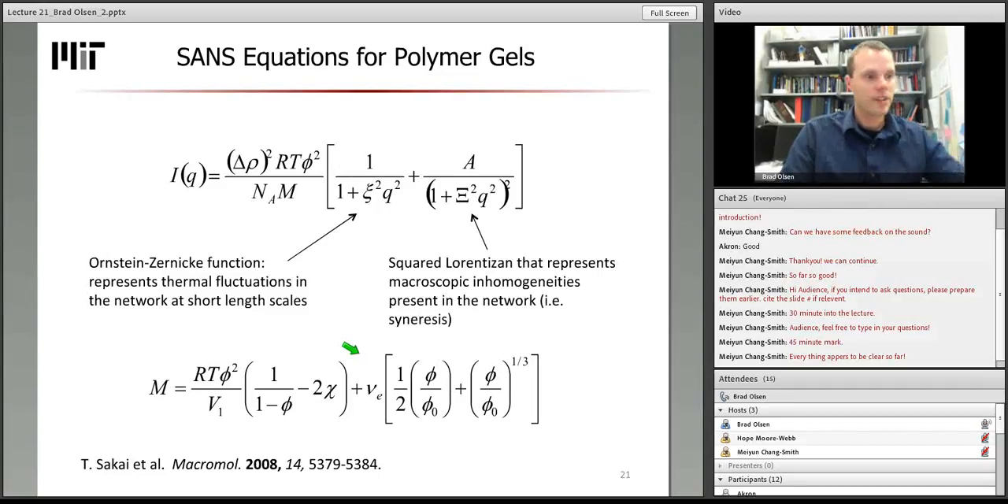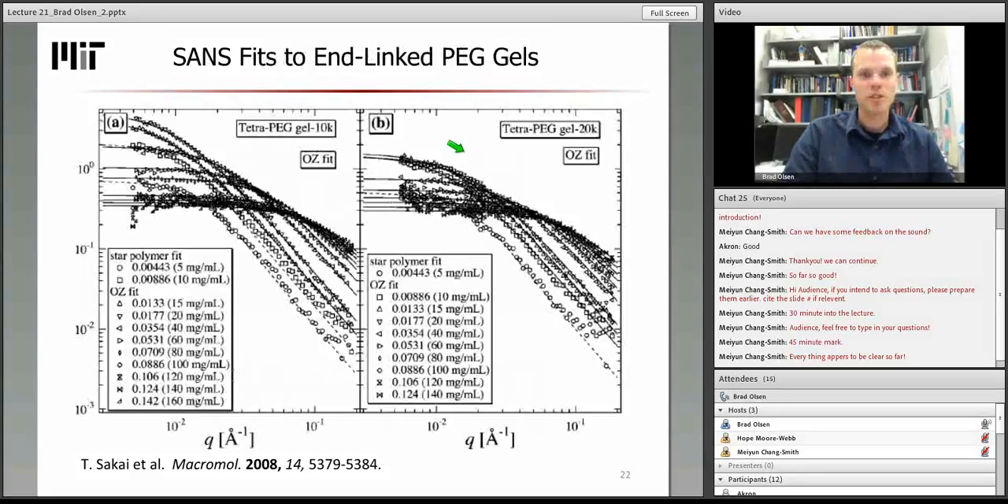So in the network synthesized by Shibayama's group, the fact that they're forming an ideal network not only means that we should be able to compare very well with this form of the equation, but also the ideal network is inherently lacking in macroscopic inhomogeneities. They form it under conditions where they get very, very uniform cross-linking without any sort of arrested phase separation or syneresis during synthesis. And so this leads them to be able to do a fit to the gel structure while completely neglecting the squared Lorentzian term. And so this is what you see on the next slide.